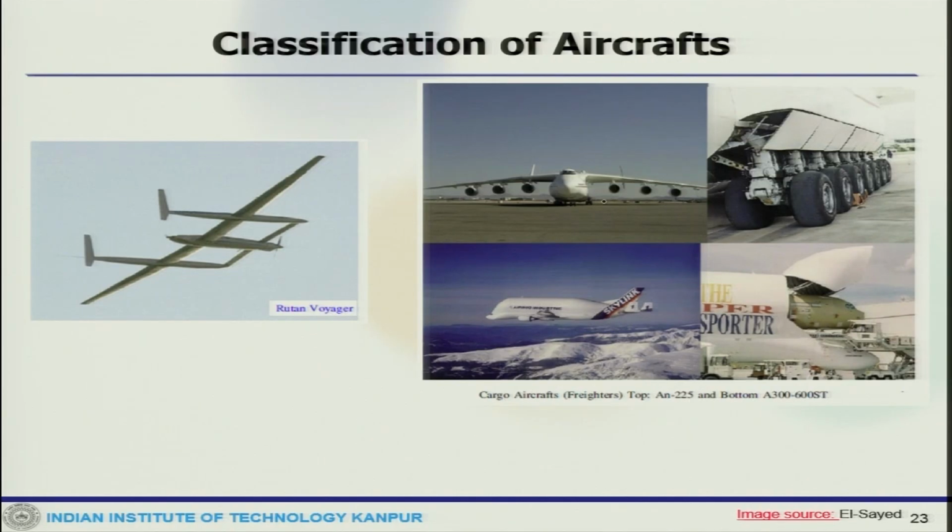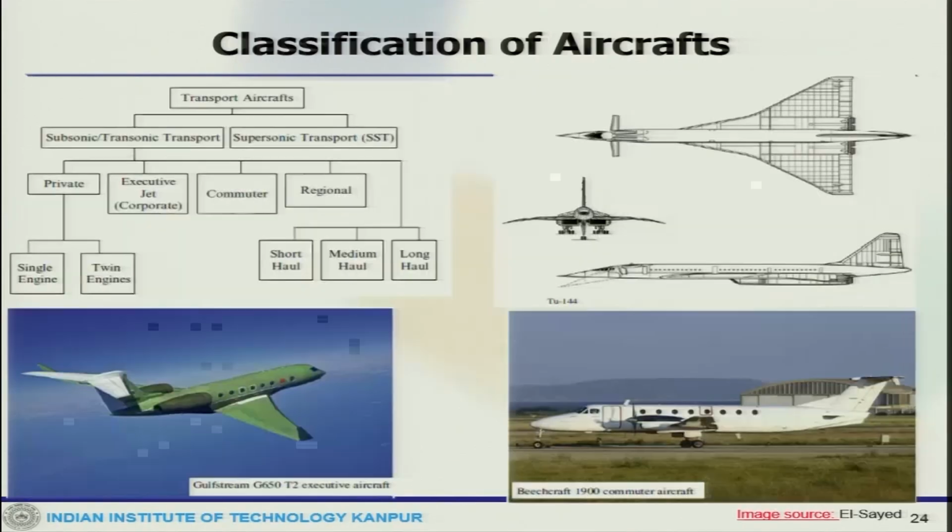Then these are examples of some cargo aircraft which are big, to carry a lot of things across the globe, and we have sometimes some transport aircraft too.